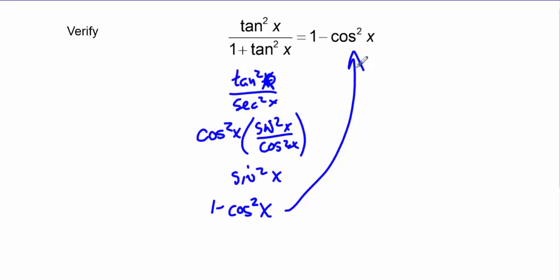Now you cannot work both sides of the equation. The idea behind a verification is to show that one side equals another, right, and not use the other side to get this side. I did indirectly, but we work on one side of the equation.